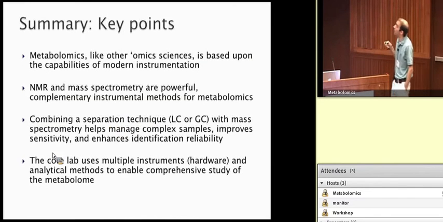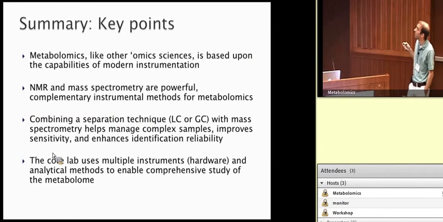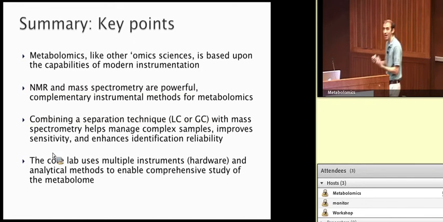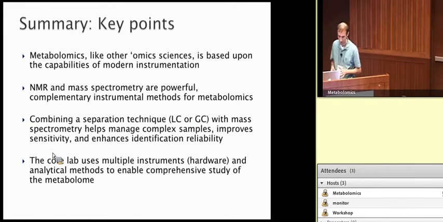So metabolomics, like other omics sciences, is based on the capabilities of instrumentation. NMR and mass spec are complementary. Combining separations and mass spec is very useful, helps manage complex samples, which we always have in metabolomics. And the core lab uses multiple types of instruments, and hopefully I've explained a little bit about what we do at this breakneck speed presentation. So that is it. I want to keep us on time for questions, but I'm happy to take a couple if you've got some.